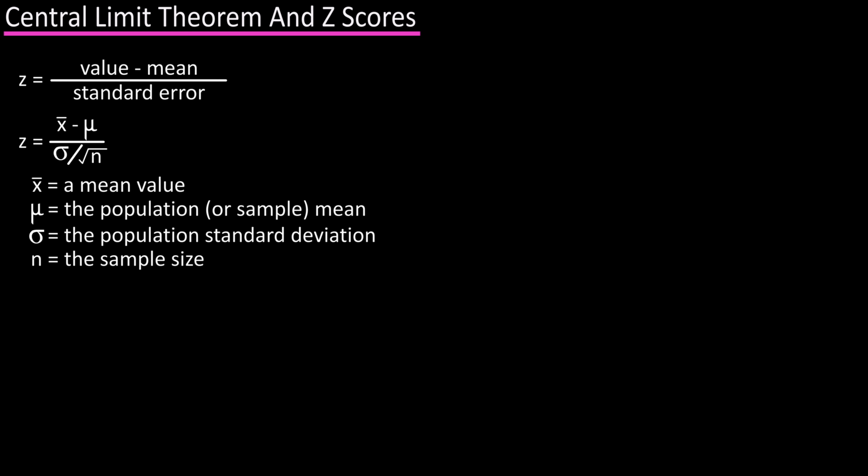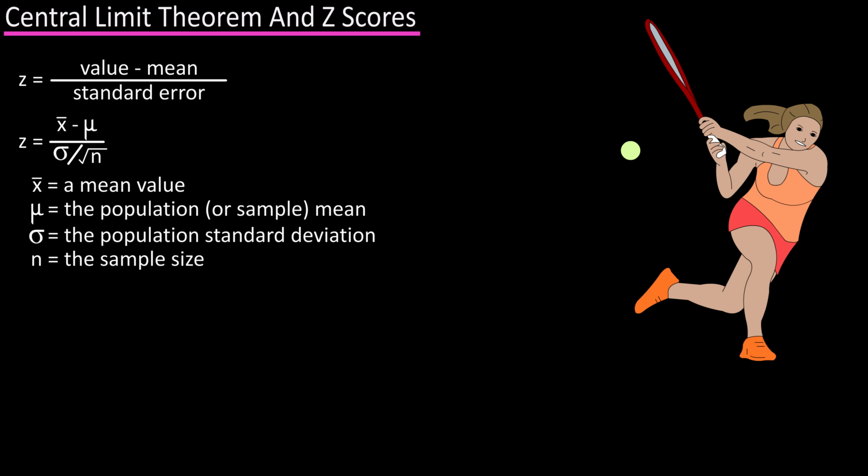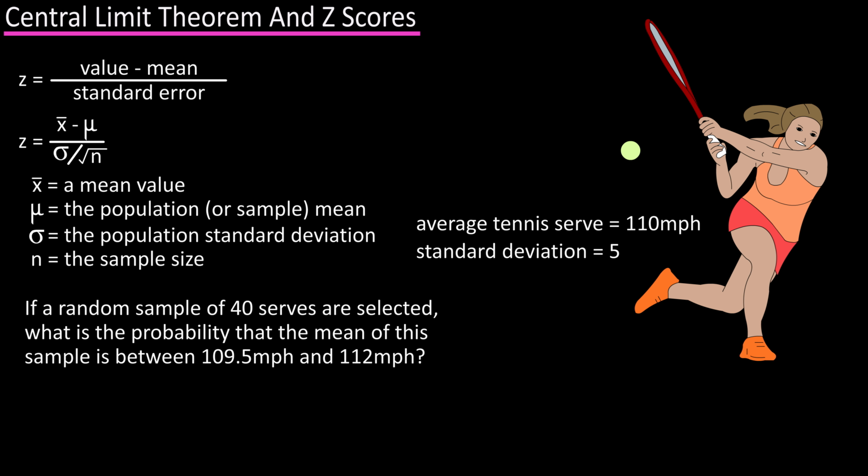Let's look at a problem, which can help clear up any possible confusion you may have. Let's say that the average tennis serve is 110 miles per hour, with a standard deviation of 5. If a random sample of 40 serves are selected, what's the probability that the mean of this sample is between 109.5 and 112 miles per hour?